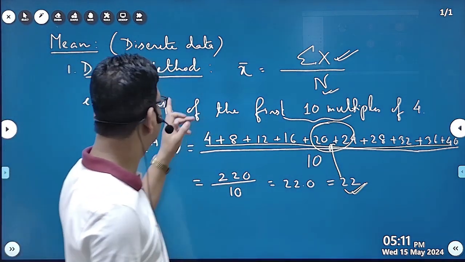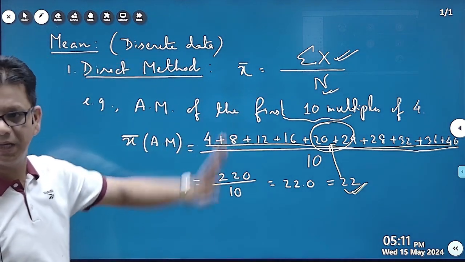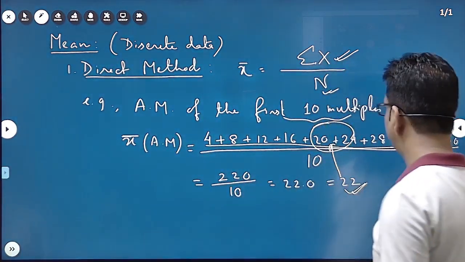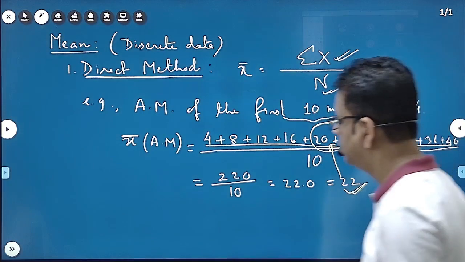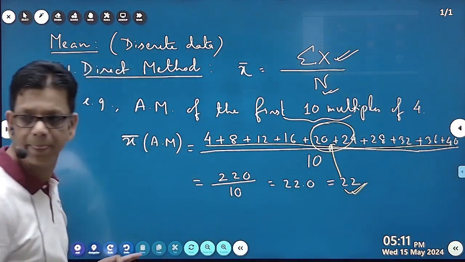So this example I have given is for discrete data, direct method. And as you know, the method doesn't matter in the solutions. Any method you can go for and get the required answer. Okay, now let me start the other one. Hope it is done. Is it okay?